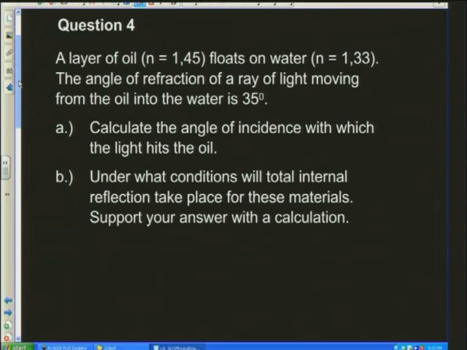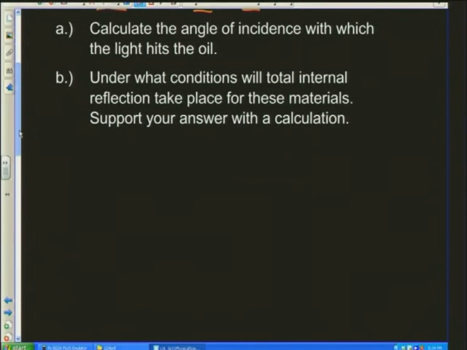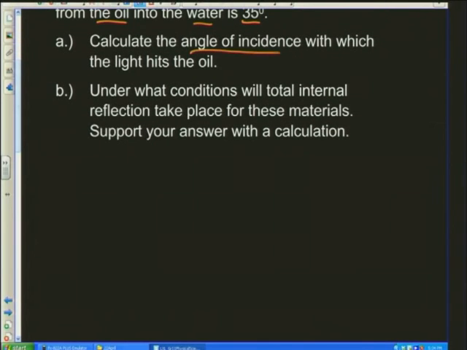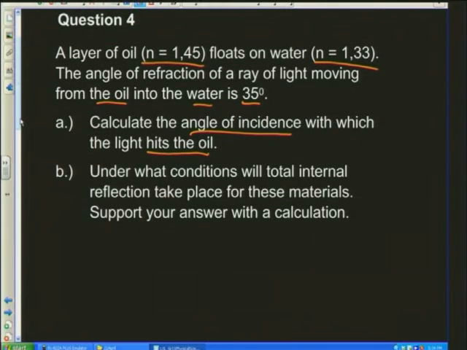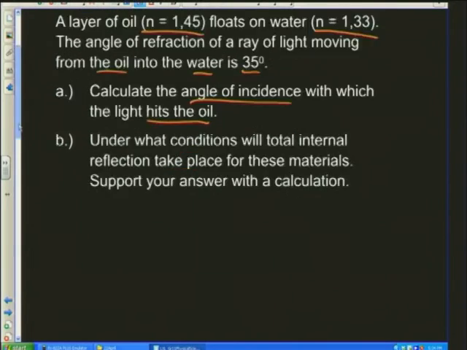So it now tells us that we've got a second scenario. We've got 1,5 oil, a layer of oil, and we've got water, 1,33. The angle of refraction of a ray moving from the oil to the water is 35 degrees. So remember, it's moving from the oil to the water. We're asked to calculate the angle of incidence with which the light hits the oil. So let's make sure it's from the oil into water.